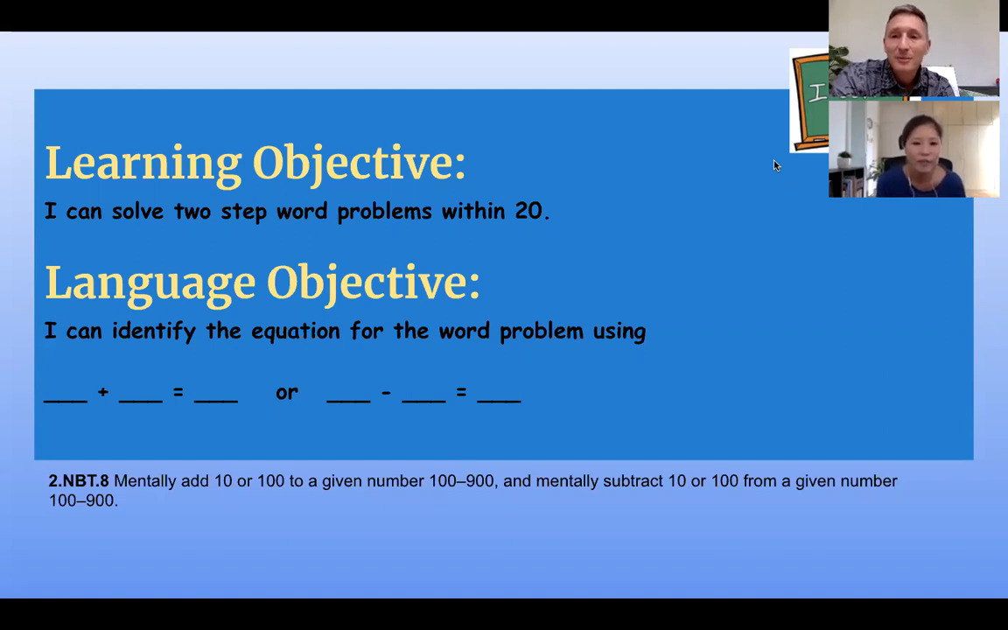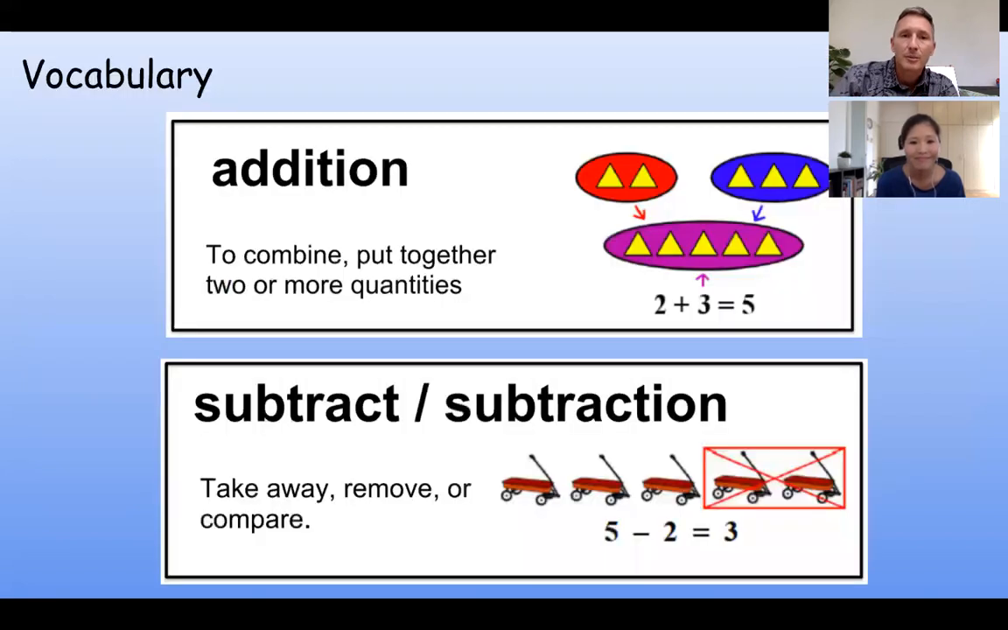So today's math lesson, we're going to continue with more two-step word problems. And our learning objective, like I said, is two-step word problems within 20. Our language objective is I can identify the equation for the word problem using your sentence frames. And we're going to pay close attention to the addition and subtraction words in your word problem. And that's where we're talking about our vocabulary. So look for those words that are going to tell you about addition and that will tell you more about subtraction, and think about how you will solve those problems.